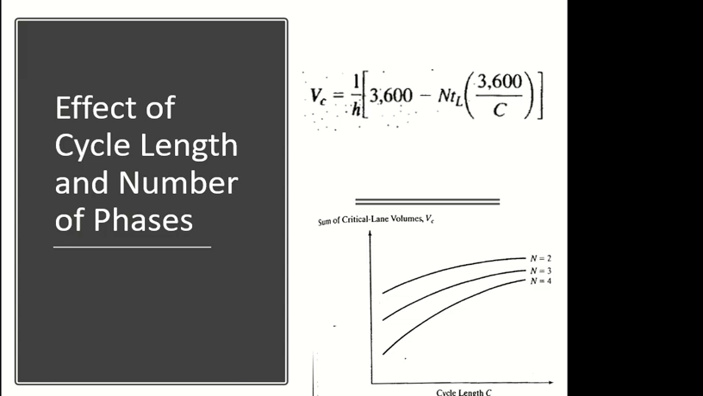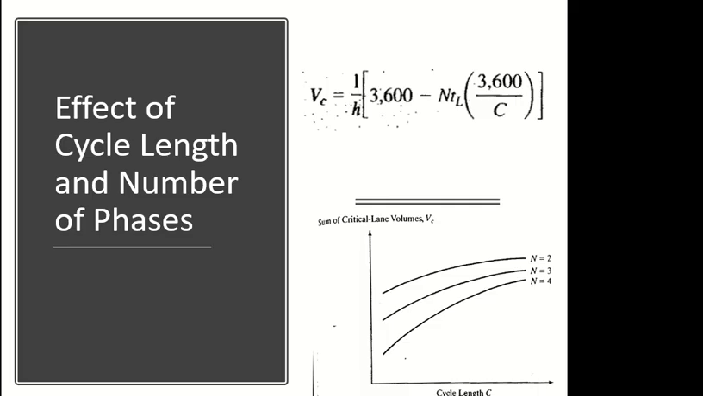Now if you look at this equation and the Vc value, Vc is the capacity, right? Vc is the capacity, the maximum volume you can have on the signal. So in this equation you have H here. H is the saturation headway. You have N, which is the number of phases. You have TL, which is the lost time in one phase, and we have capital C, which is the cycle length, the time of the entire cycle.